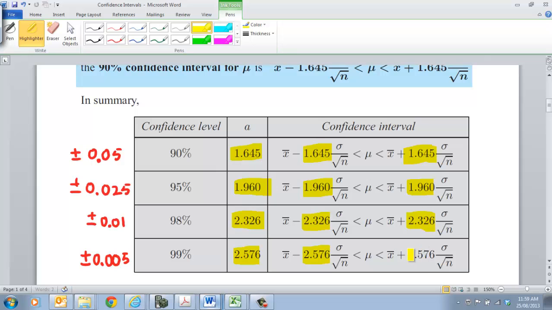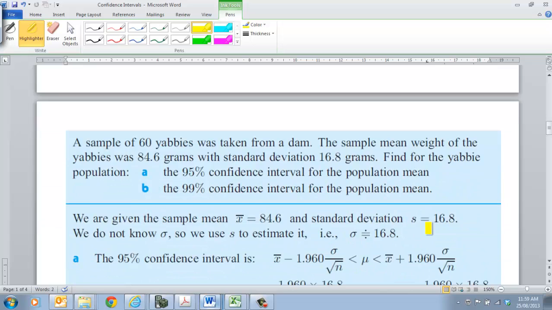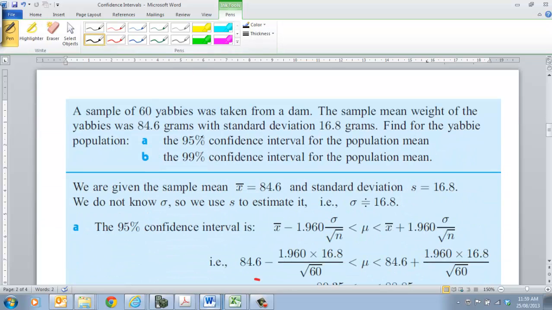Now let's have a look at doing a confidence interval question, because I think that's going to bring things into perspective for you. So we'll just talk through an example first, and I'll do one for you. So here's an example. We've got 60 yabbies taken from a dam. We take their weights, and their mean weight worked out to be, and you've got to identify the key information in the question, 84.6, and it's got a standard deviation of that. Find for the yabbies the 95% confidence interval, and then the 99% confidence interval. All right, so because we're taking a sample, it's a sample mean, and this is a sample standard deviation then.